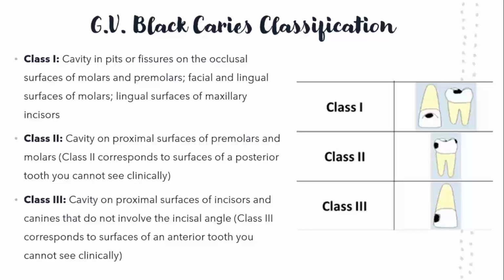Class 2 is cavity on proximal surfaces of premolars and molars. Class 2 corresponds to surfaces of a posterior tooth you cannot see clinically.